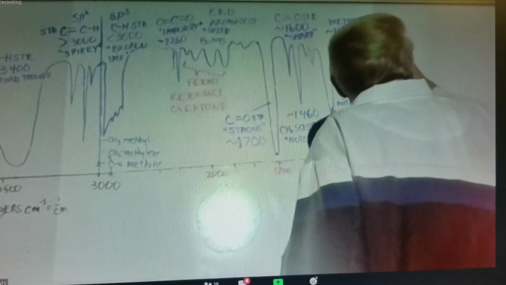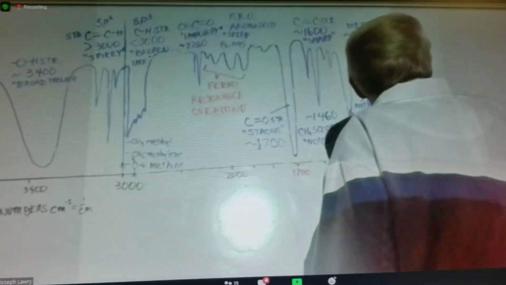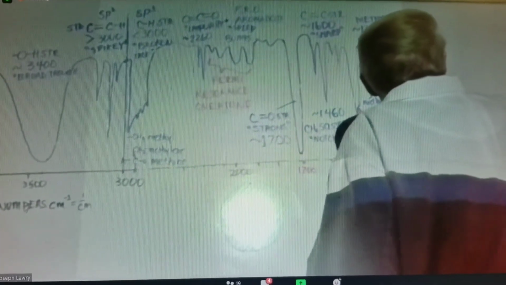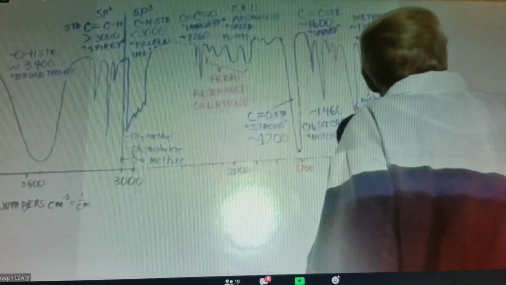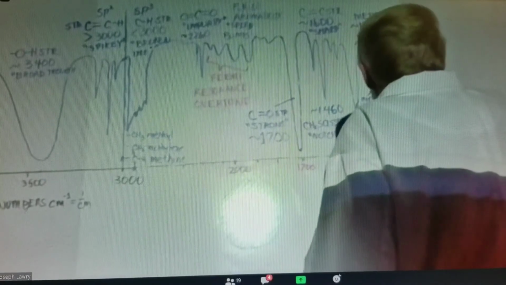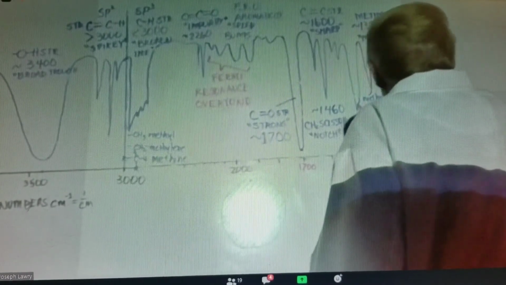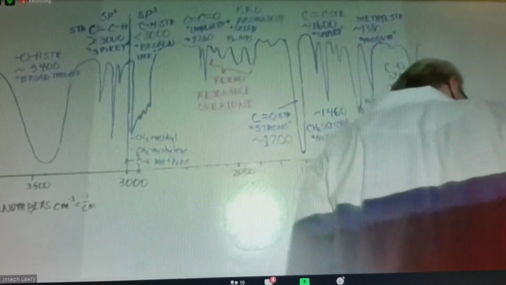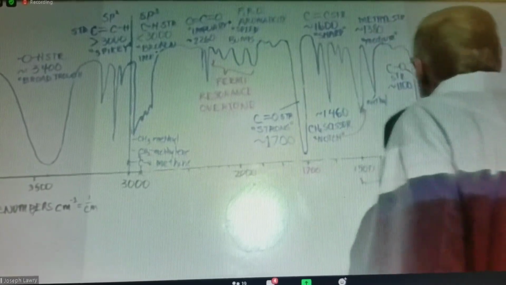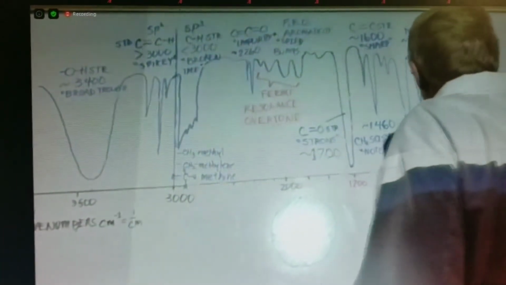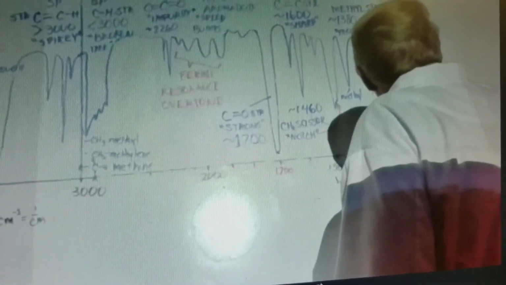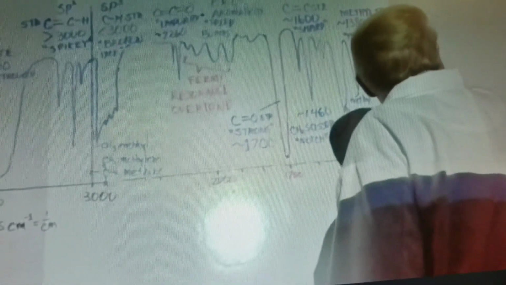This one is a CO stretch, C single bond O stretch. It's at about 1100. Again, this is a fingerprint region, and all of these are so unreliable that when you shift it up or down, depending. The CO stretch is also notched, as in notch, and for the same reason. It's a CO stretch, C single bond O.